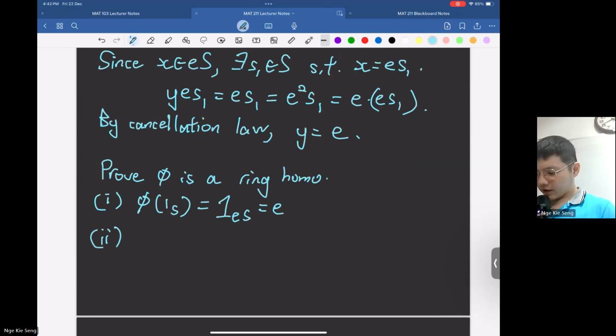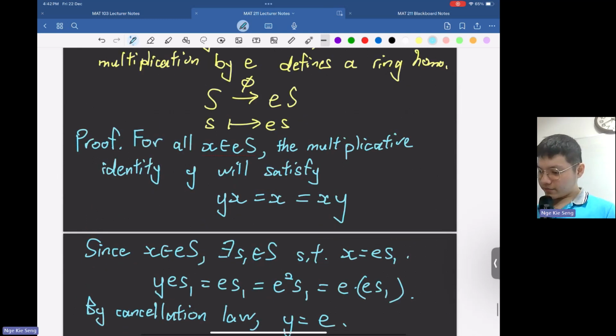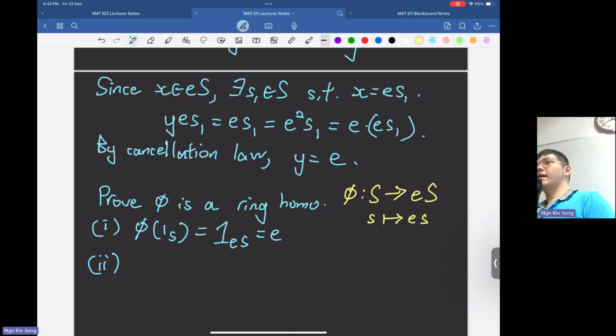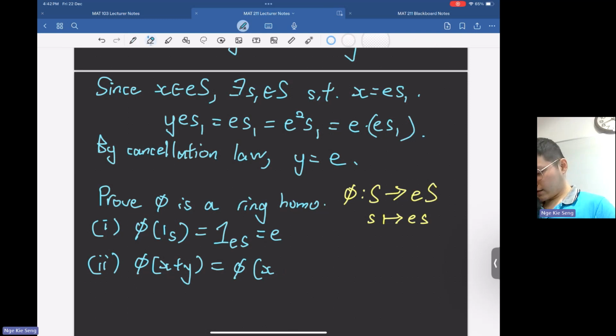Okay, 2. Is this true or not? My map. Okay, so let's remind ourselves of our map. So phi is a map going from X to EX, sending little x to E times x. Okay. Sending identity to E times identity, you should get E. How about phi of x plus y? You should check that it is equal to phi x plus phi y, which is equivalent to checking E times (x plus y) equals Ex plus Ey.